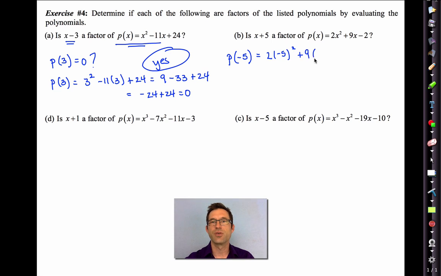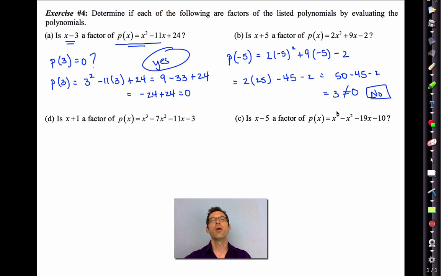And then we'll have you do the last two on your own, and we'll take a look. Right? So that'll be 2 times 25 minus 45 minus 2, which gives us 50 minus 45 minus 2, and that's equal to 3. 3 doesn't equal 0, so no. All right, the only way x plus 5 would be a factor of that polynomial is if p of negative 5 was 0. So why don't you try a couple that involve cubics?